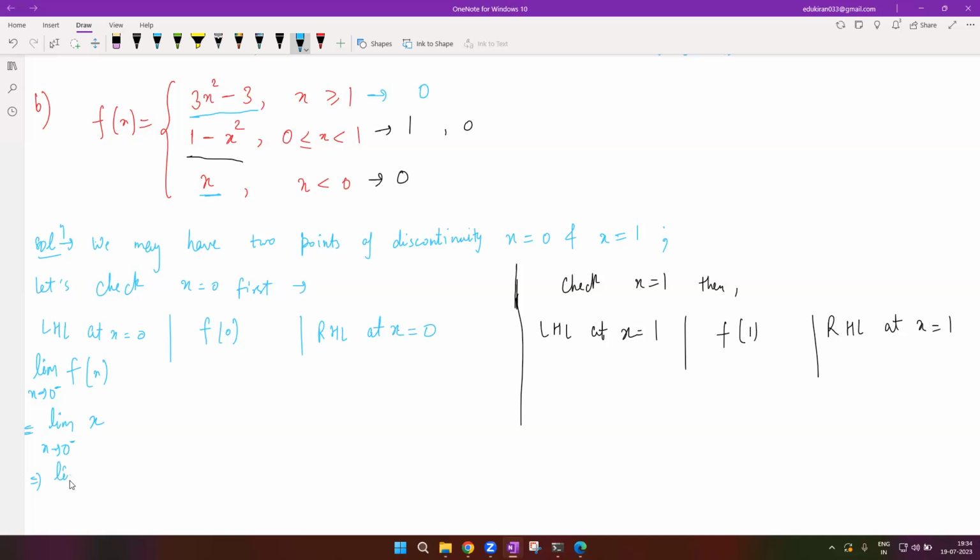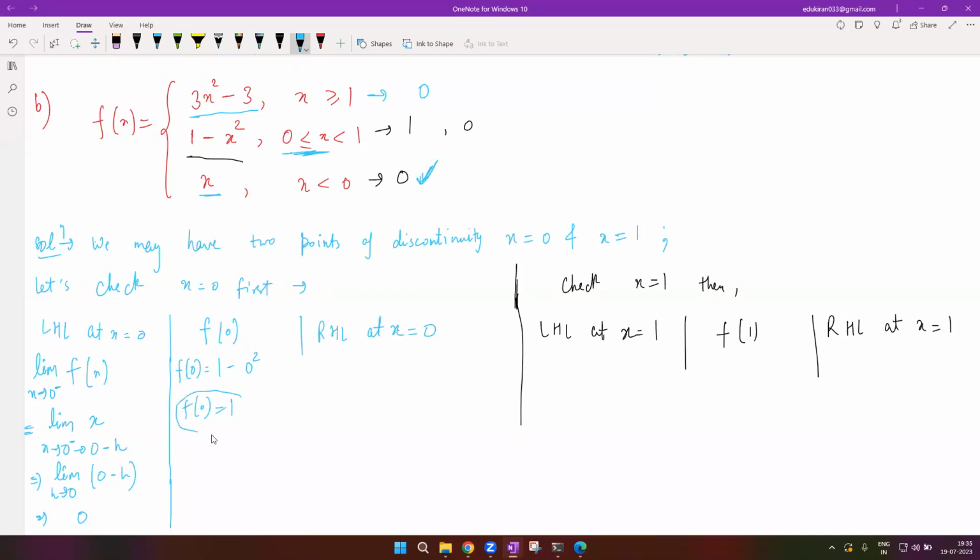Then in the next step, I know what is 0 negative. 0 negative is 0 minus h. So I'll replace limit h tends to 0, and instead of x, I will use 0 minus h. I'll put h as 0 here. The answer is 0. And you can see the LHL at x equals 0 was 0. We have already found this out. Now let's come to F0. For F0, we will be using this expression because when x is 0 this expression is valid. So F0 is equals to 1 minus 0 square, which is again 1.